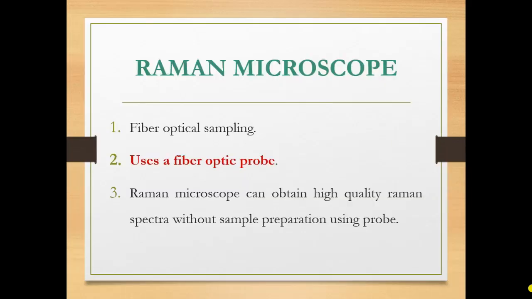Raman microscope. Now why is this name given as a Raman microscope? Because the accessory for Raman spectrometer is the Raman microscope. In a microscope, the sample is placed on the stage of the microscope, and from this stage it will get illuminated by the visible light. But here the fiber optical sampling is done. For the spectrometer there will be a fiber optical sampling. Now what is the advantage of fiber optical sampling?